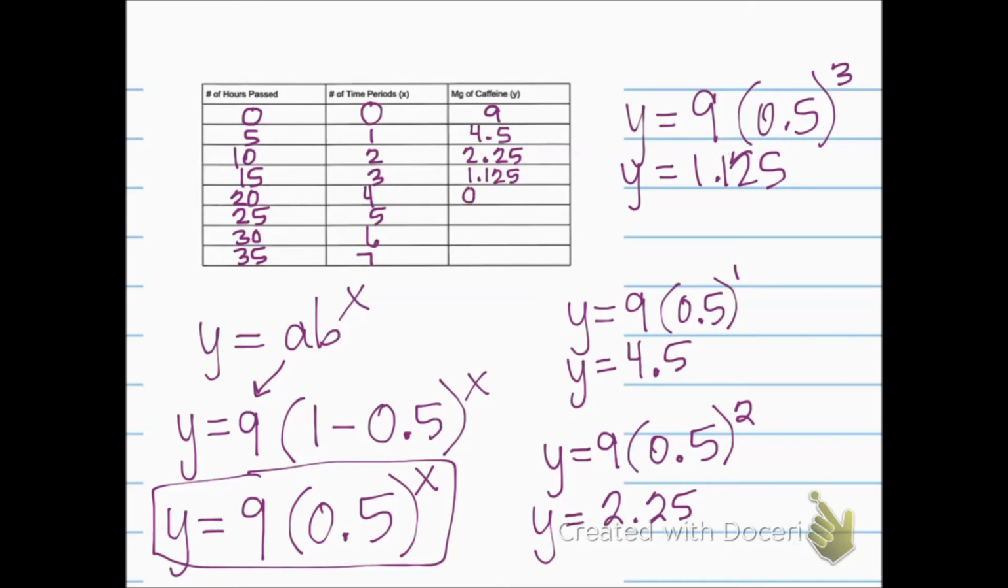So I'm going to go ahead and fill in these numbers just so you can see what happens every time. They are getting smaller. So we would be approaching 0 again. So even after 35 hours, that's more than a whole day, you still have caffeine in your system from eating that 1 bar of chocolate.